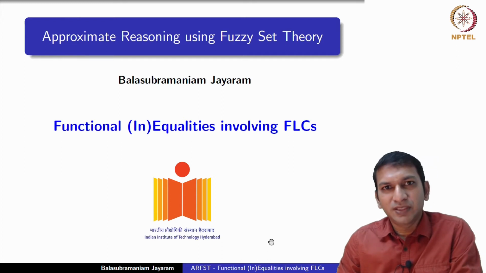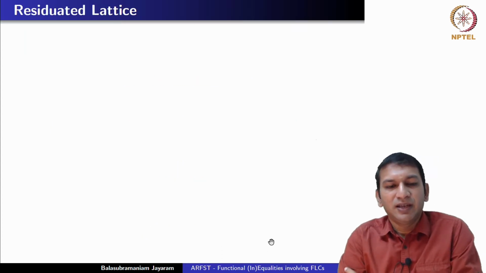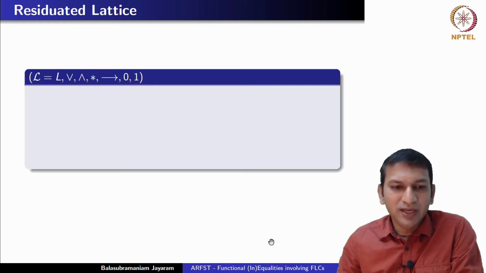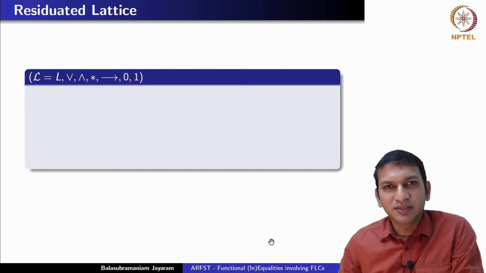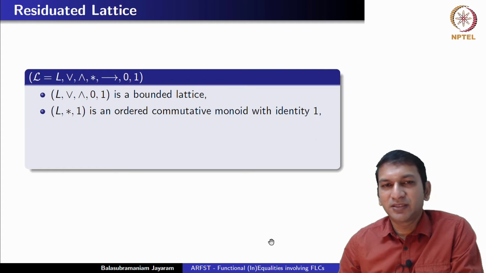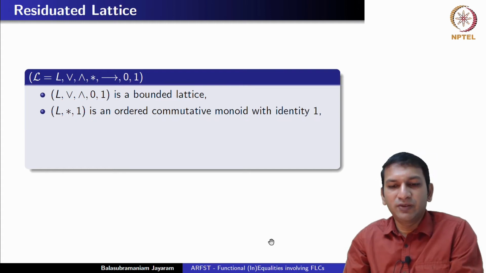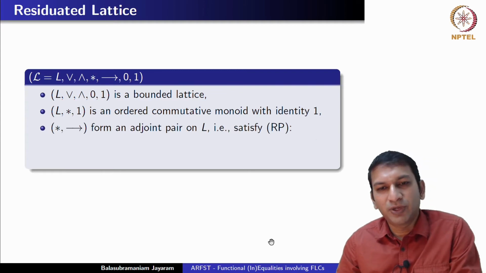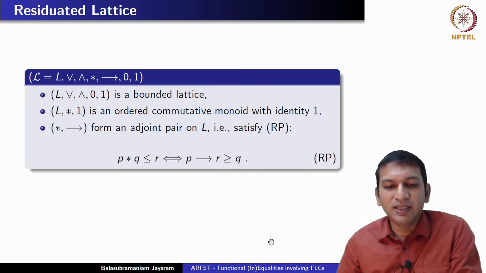The motivation for this stems from the fact that we have always considered residuated lattice to supply us with the operations that we were employing in the inference systems. So quickly, what is a residuated lattice? As an ordered structure, it's a bounded lattice. As an algebraic structure, it's an ordered commutative monoid with identity 1, and the star and the arrow operations form an adjoint pair. That means they satisfy this particular residuation principle.